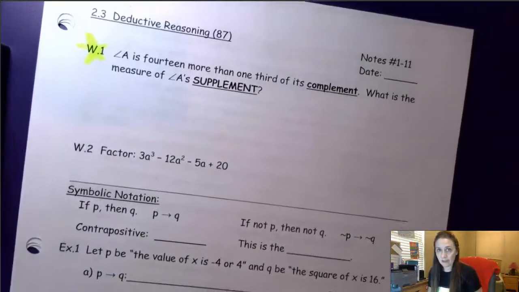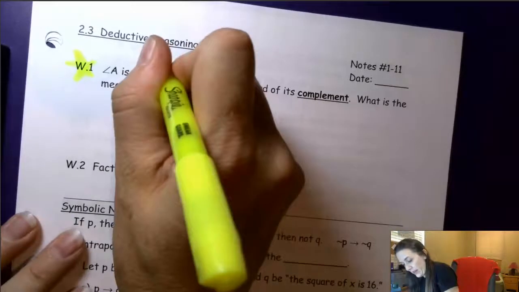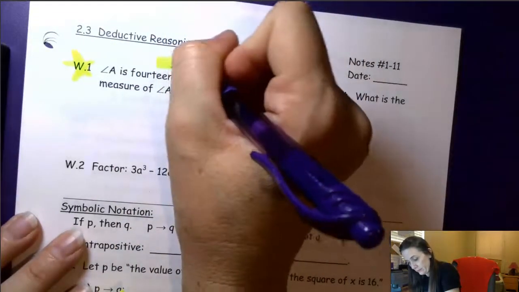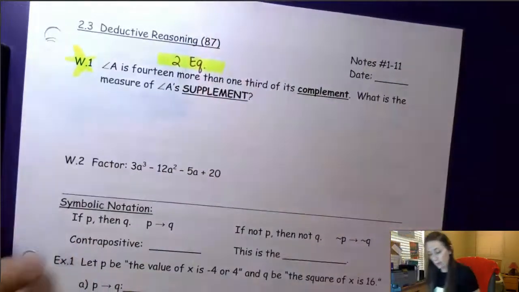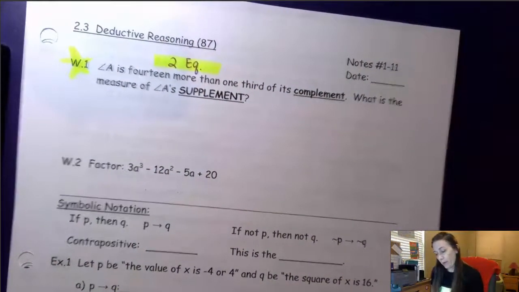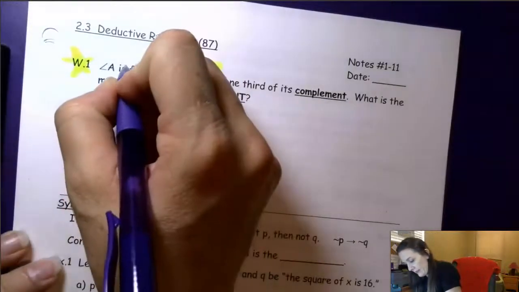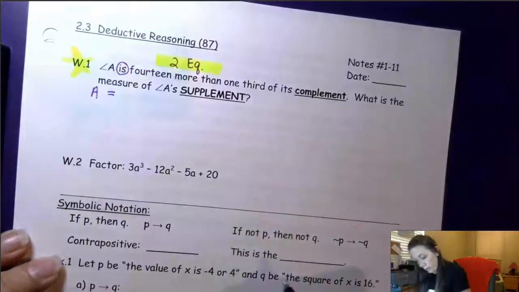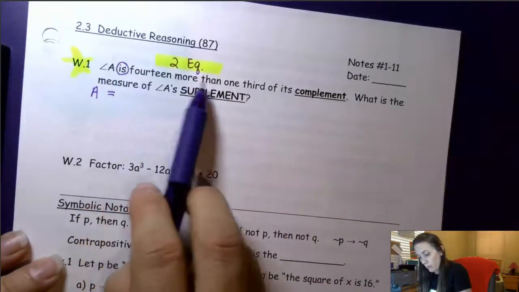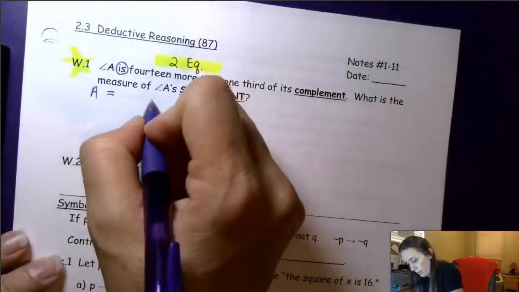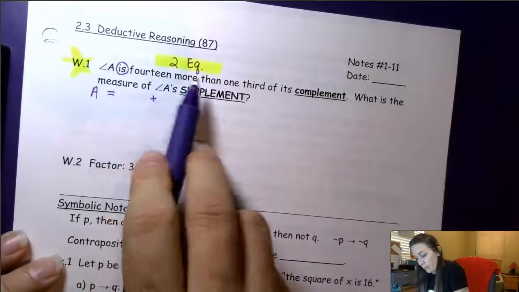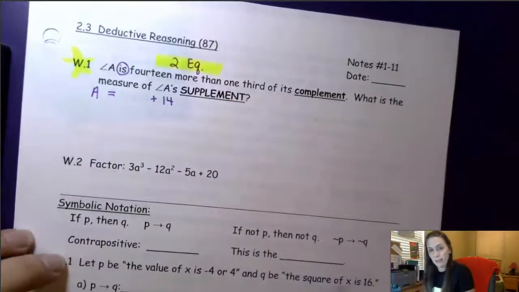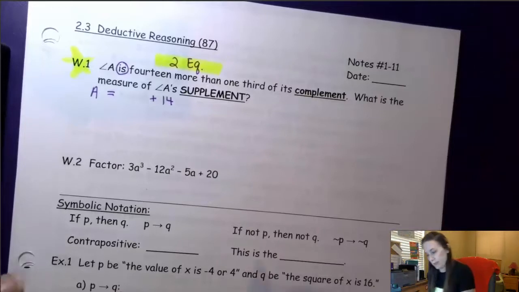Every time I set it up, I always remember that I want to start with two equations. I like to start with two equations every single time. My first equation is A is, meaning angle A is equal to 14 more than. More than is going to be an addition problem. 14 more than means it goes behind. More than, greater than, less than always pushes that number behind.